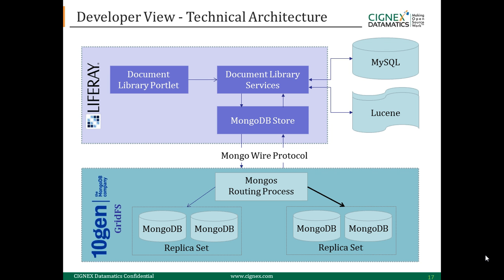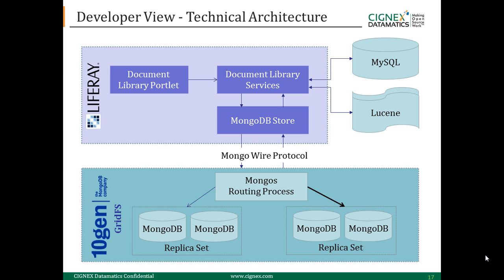Now looking at the technical details behind this solution, what we have basically done is we have used the Mongo wire protocol, and in Liferay we have customized the document library portlet. We are using the document library services and accessing the MongoDB store. MongoDB obviously has its own replica sets which are available in terms of the cluster. Now all the metadata on the Liferay side is stored in MySQL, indexing is done in Lucene.